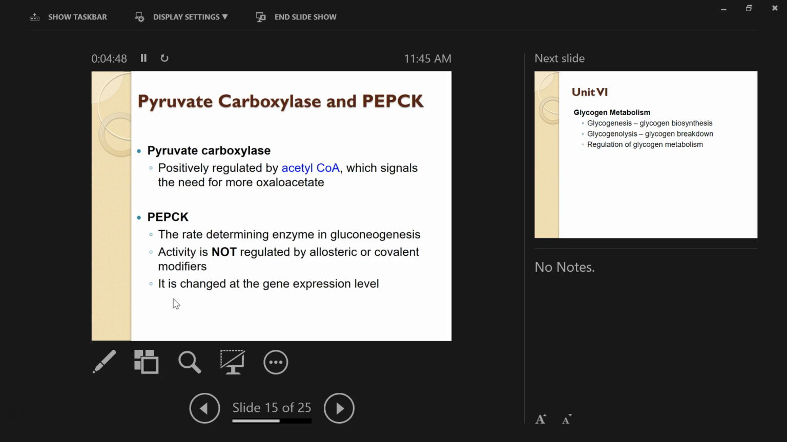And PEPCK is a little bit different from the other enzymes. It is only regulated by hormones at the gene expression level, right? No modification is involved.